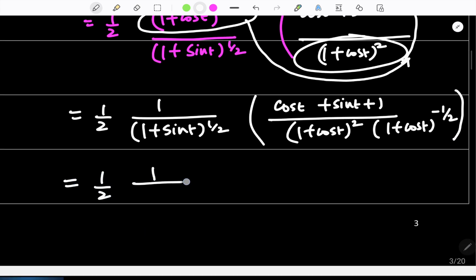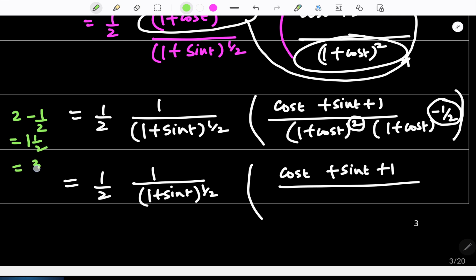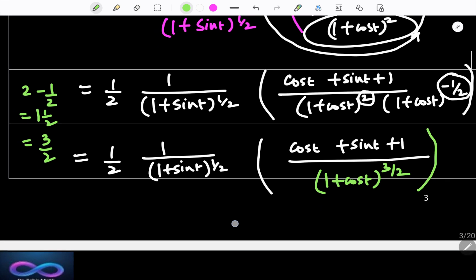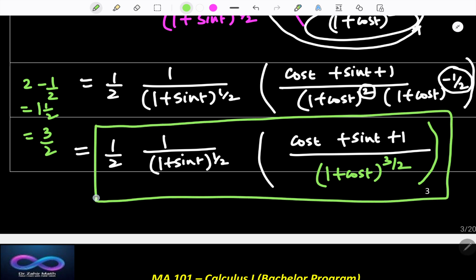So this equals 1 by 2, 1 plus sine t the whole power 1 by 2, bracket open cosine t plus sine t plus 1, right, divided by, this is power 2, this is negative half. So 2 minus negative half is what? Which is 1 and a half. 1 and a half is what? 3 by 2, right? Yes. So this is 1 plus cosine t to the power of 3 by 2. Clear all of you? Right. So this is going to become your answer. You can also write this as square root, no problem. But anyway, no need to write square root because square root is nothing but whole power 1 by 2.